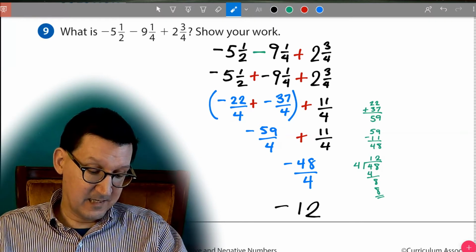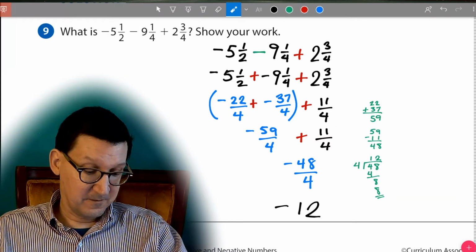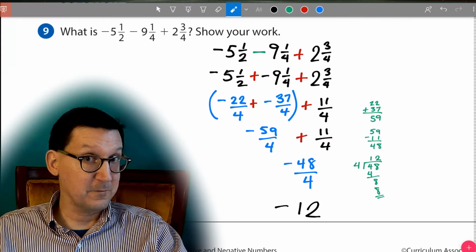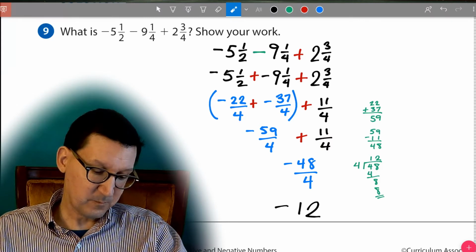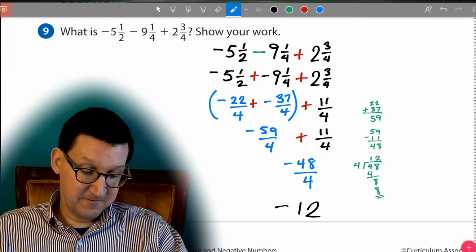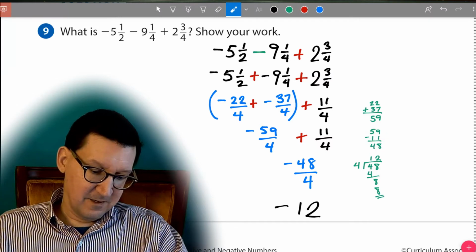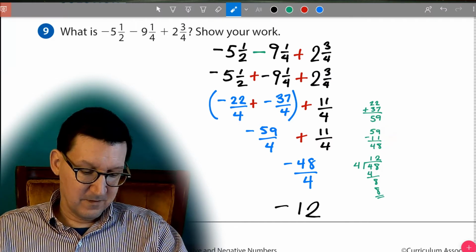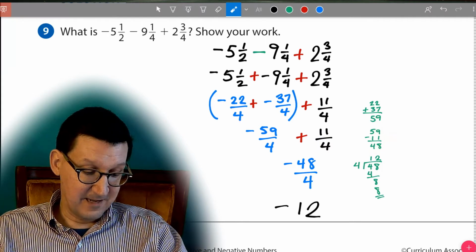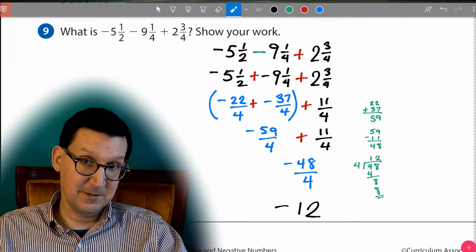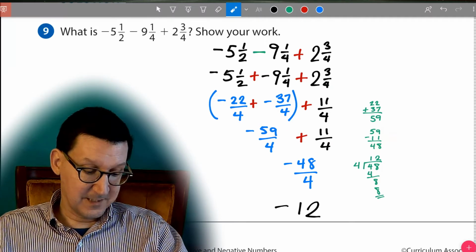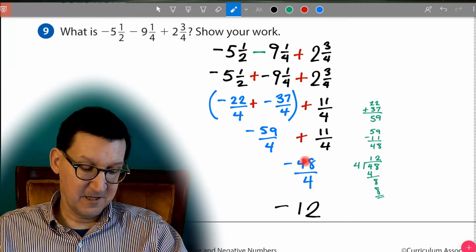And now we're adding 11 fourths. If we have a negative and we're adding a positive, that means we have to find the difference between the two, so we're subtracting. You subtract 59 and 11, I did that over here. 9 minus 1 is 8, 5 minus 1 is 4, so it's going to be 48. Now out of 59 and 11, what's the largest absolute value? Well, 59 is. 59 is a negative number, so that's going to be a negative 48. And since we're dealing with fourths, that's negative 48 over 4.